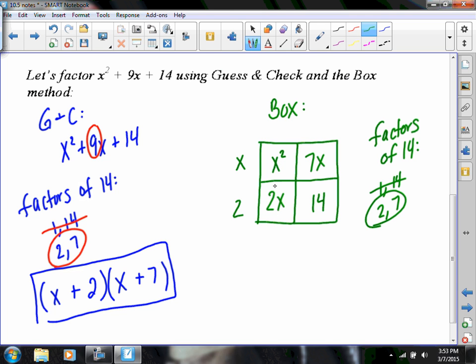Then for these columns, I look at them and say, okay, what's their GCF? I have an x squared and a 2x, so their GCF will be an x. You can either write it up at the top or down at the bottom, doesn't matter. And then we have the 7x and the 14, and again, their GCF is going to be a 7. Now it was a positive 7 and a positive 2 that I pulled out for my GCF. So now if I go around the corners of the box, around those sides, I just rewrite those binomials in parentheses, and I have my factored form.